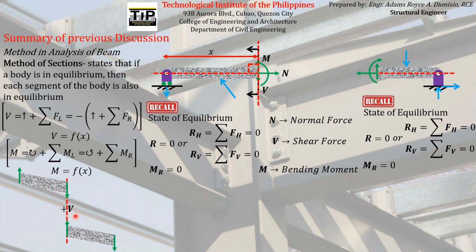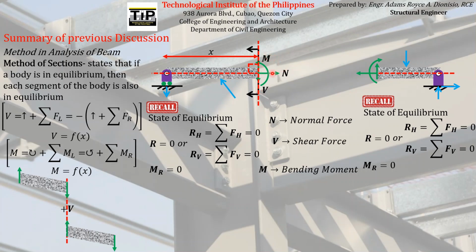It tends to shear off the beam in a manner that the left segment will move upward and the right segment will move downward. Or you can take the effect of this positive shear force as it tends to produce clockwise moments on both of the segments of the beam. So that is how a positive shear force affects the beam.